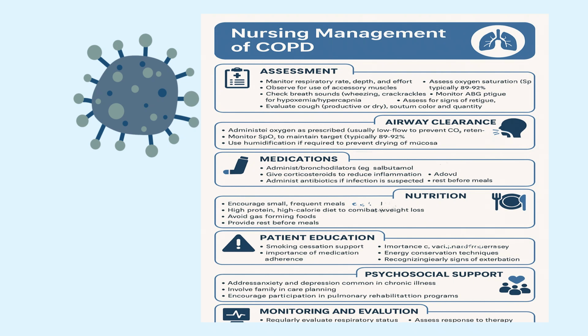So our basic role is to maintain that clinical balance between 88 to 92. Next is humidification if required, to prevent drying of the mucosa. Medications, as we told you: bronchodilators, corticosteroids, antibiotics. Give rest before the meals and between meals, and give small frequent meals. A high protein diet is required because of the healing process. And patient education: smoking cessation, risk reduction, psychological support, monitoring.